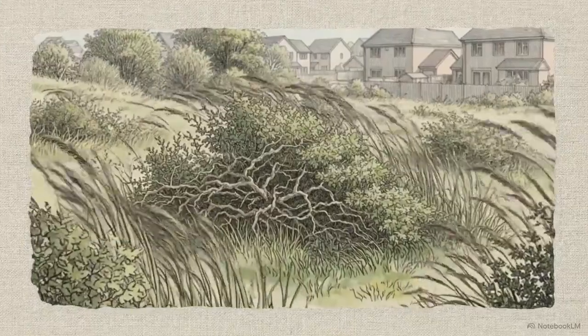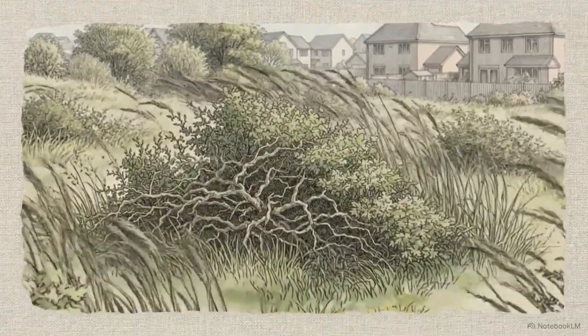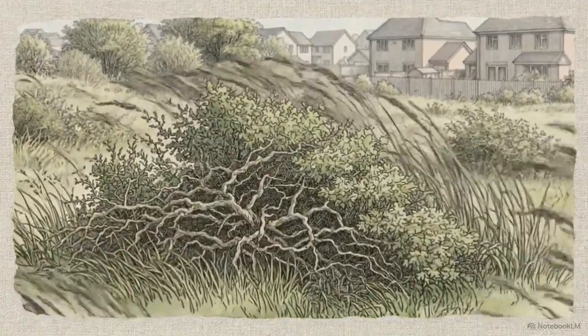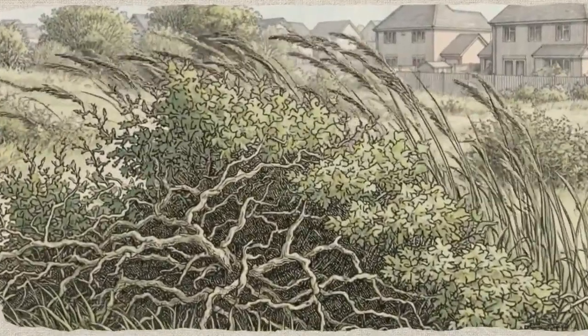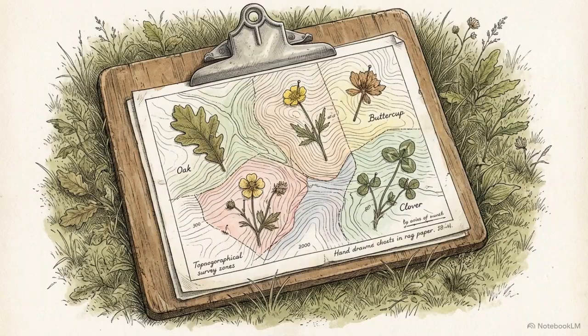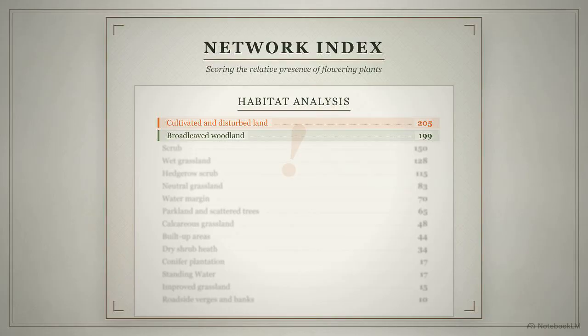At ground level, dense scrub and tall grasses project the image of an untouched natural environment, pressing against the geometric edges of human development. We test the accuracy of that image by reading the landscape's ecological history through the Riverside Park Botanical Survey. To gauge the potential of this land, we rely on the network index, scoring the relative presence of different flowering plants across the site.